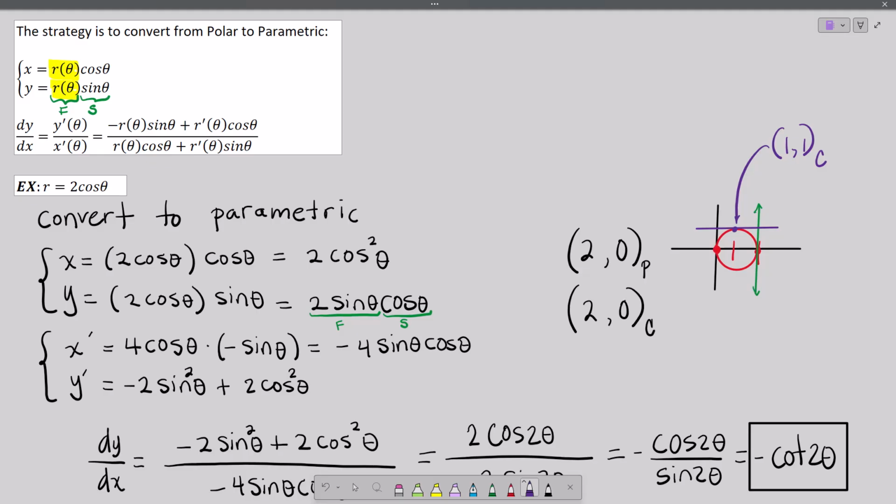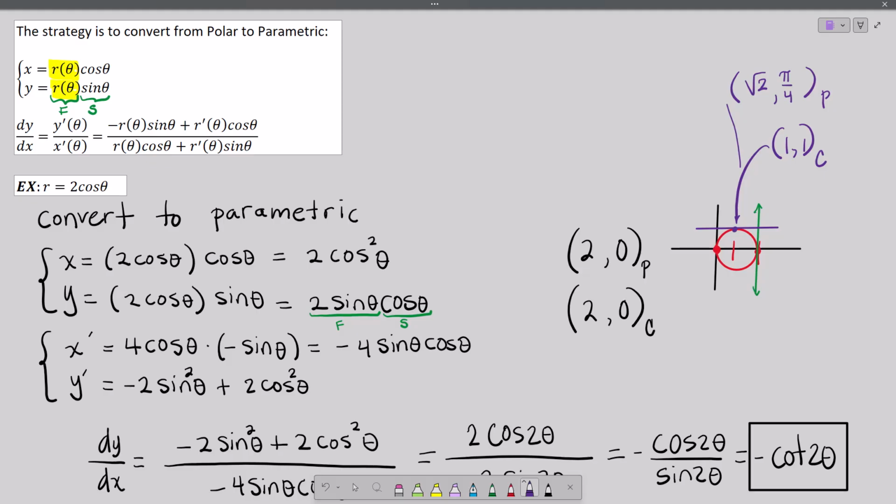And the polar point for that same place, if we wanted to write it in polar, what would it be? Well, we plug in our cosine. We plug in the pi over 4 right there. Cosine of pi over 4 is root 2 over 2. So that's going to just simplify to root 2 for r. And theta is pi over 4. So those are the two representations of that point.